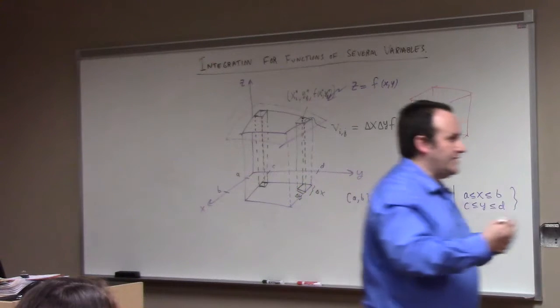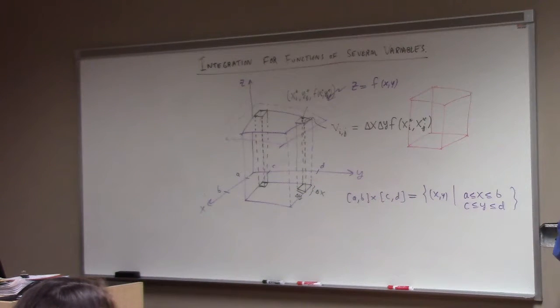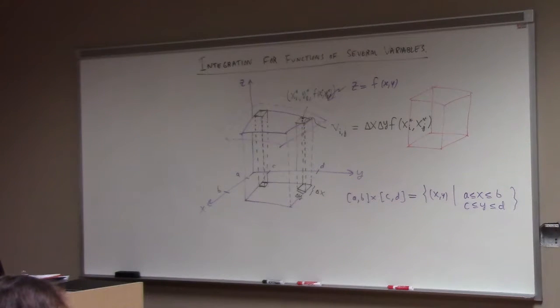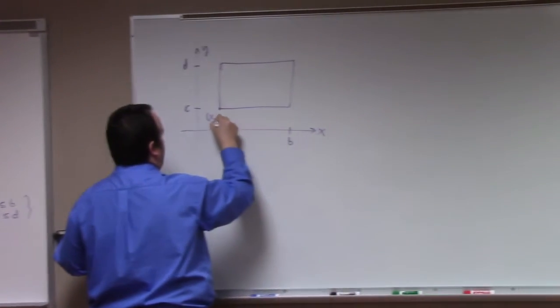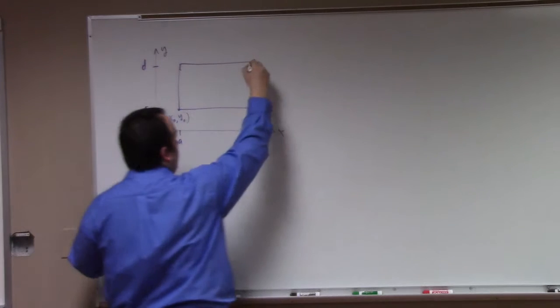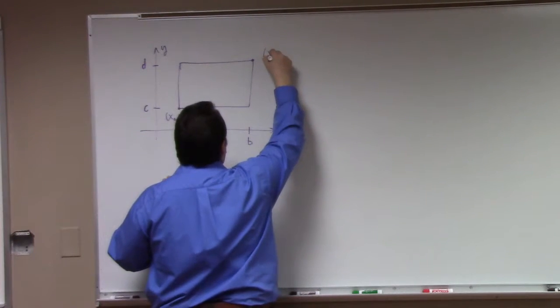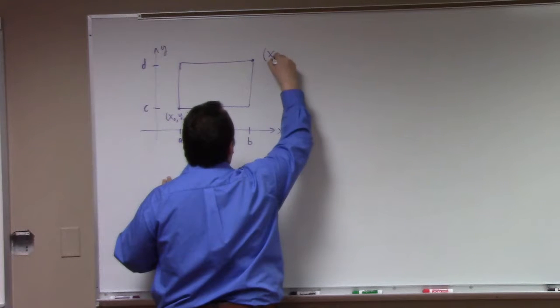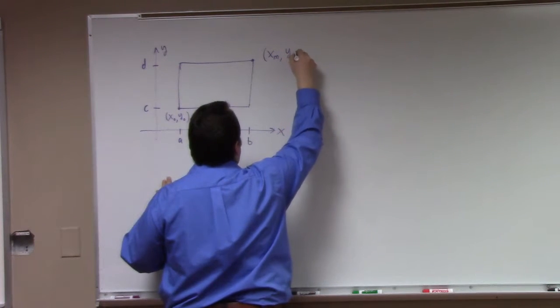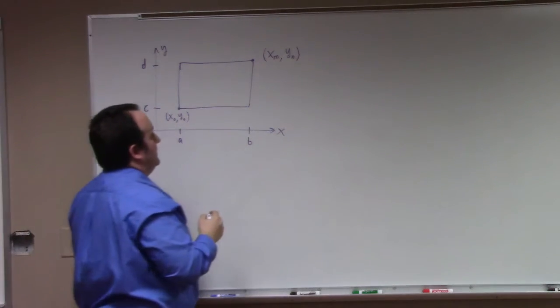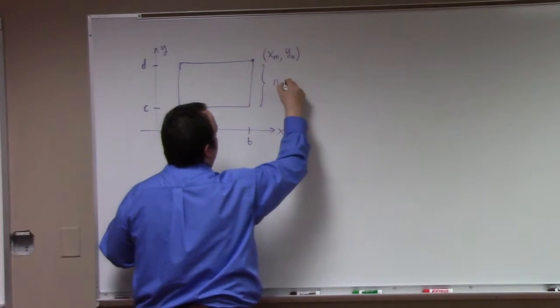Let me just focus on the grid here for a second. So I'm just going to draw y this way and x this way. So we've got our A, we've got B, we've got C, we've got D. Here's the domain that we're integrating over, right? And so I might call this point right here x sub naught, y sub naught, right? And I could call this point up here x sub m, and y sub n. And I could think about n divisions here.